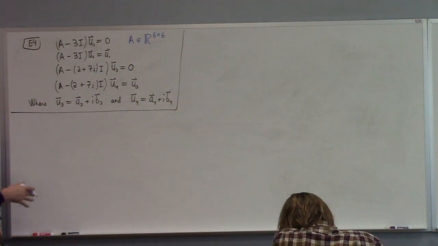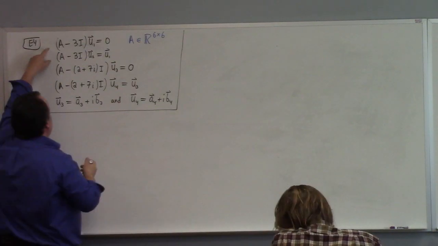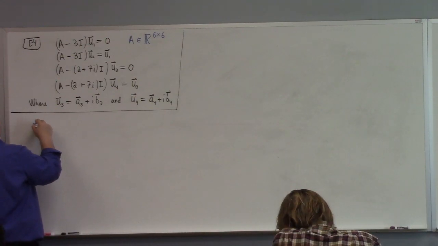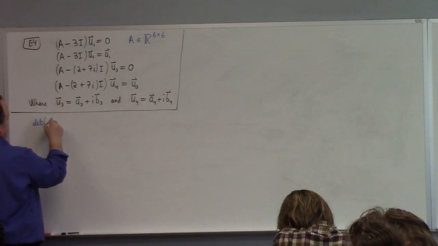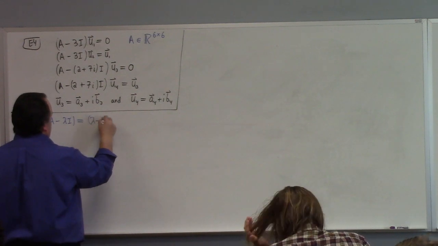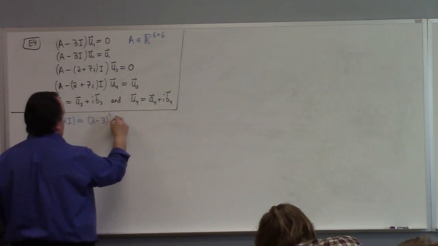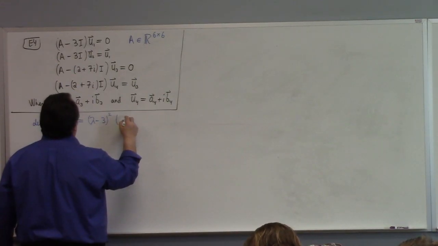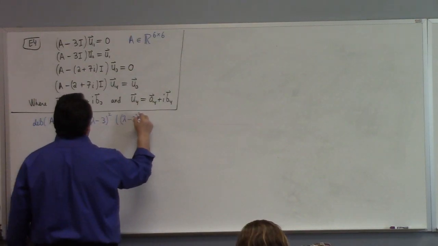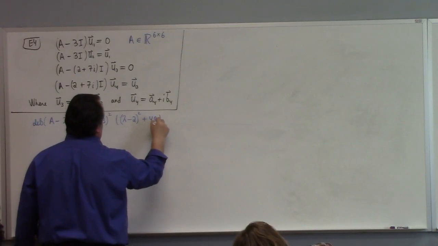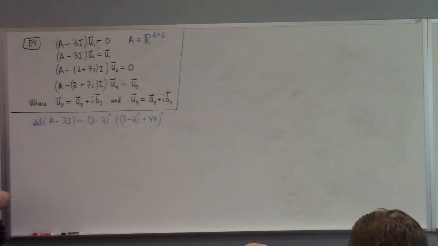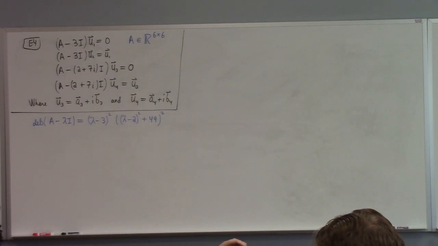So I can look at this information and tell you that my characteristic polynomial would be equal to lambda minus 3 squared, and then this is going to give me lambda minus 2 quantity squared plus 49 squared. That's where this problem would come from if you had a characteristic equation which was 6th order like this, with a repeated complex value.